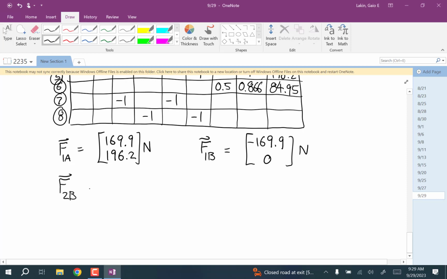F2B is positive 169.90. And F2C is negative 169.9, 196.2.